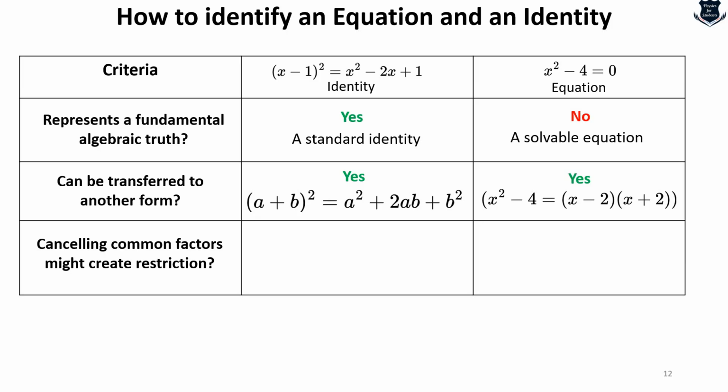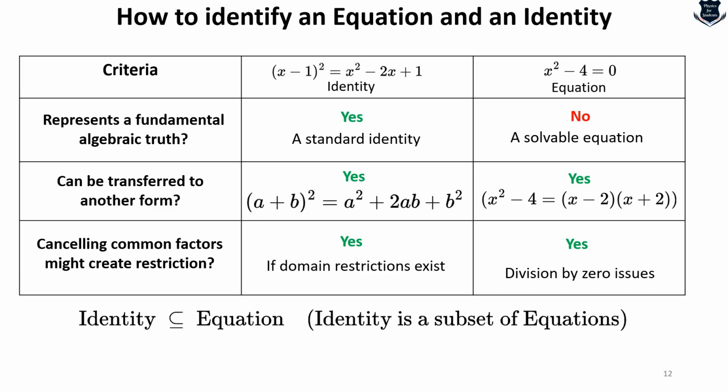And are there cancelling common factors? Do they create any kind of a restriction or not? Yes, they do, if the domain restricts, and yes, because we have seen that division by 0 creates some problems. So from here we can draw a conclusion that identity is a subset of equations. I've used the subset symbol, but remember the reverse is not true. That means equations are not subsets of identity.